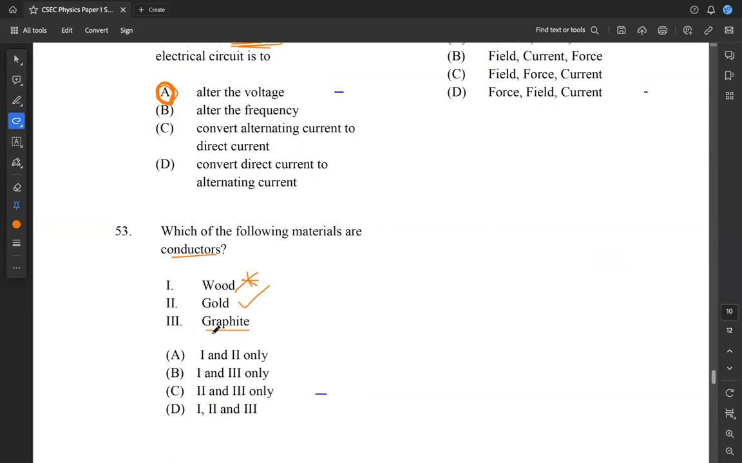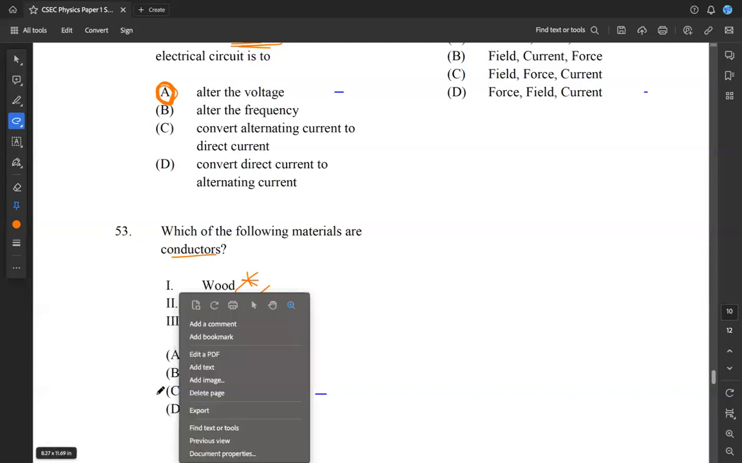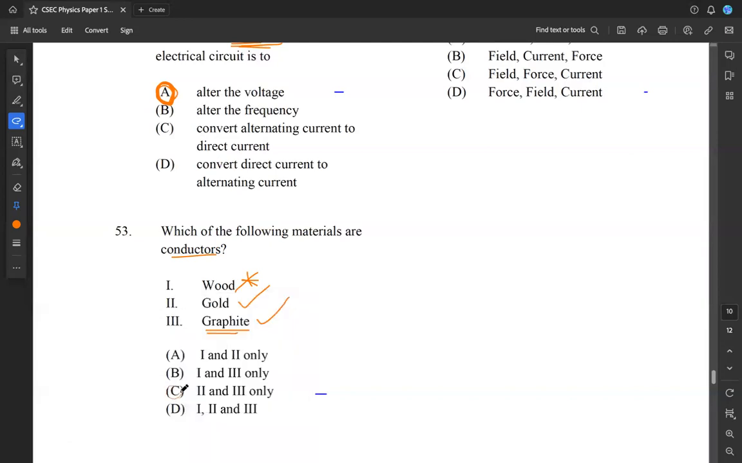In graphite, we know that in its structure there's a free electron per carbon. Every carbon in graphite has a free unbonded electron, and so graphite will be able to conduct. And so our answers here are 2 and 3. Among our answer options, that's C. So 53 is C.